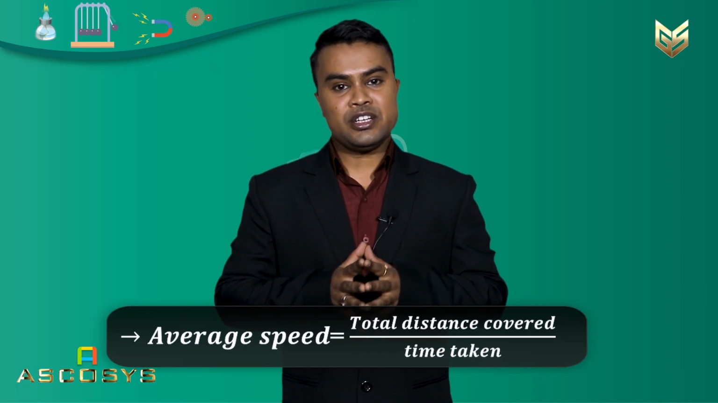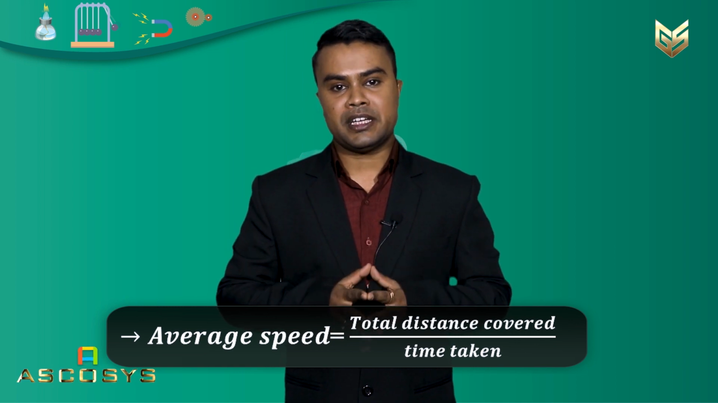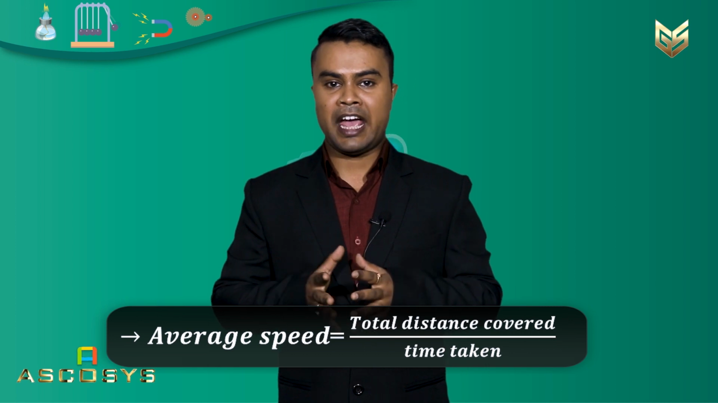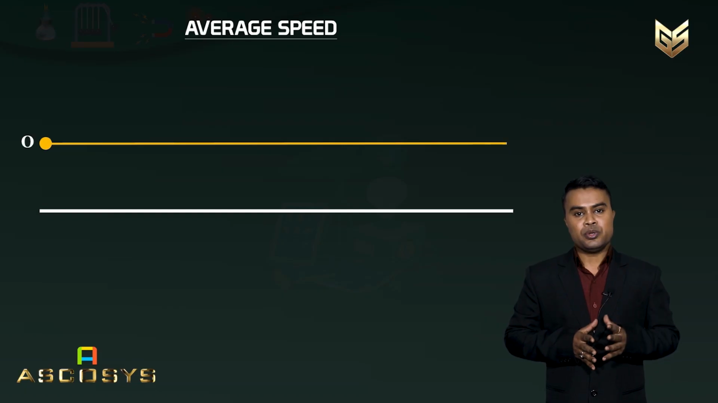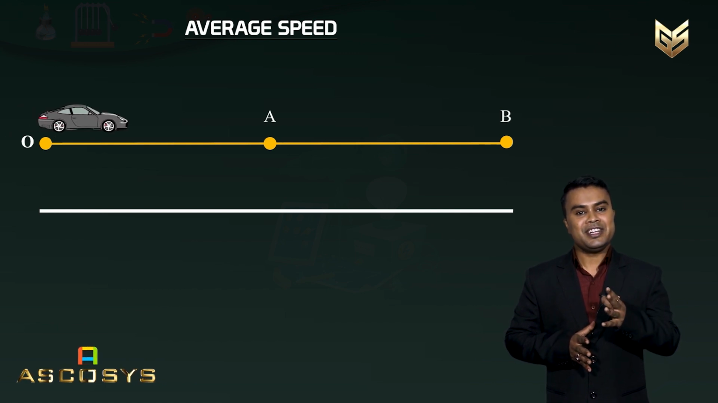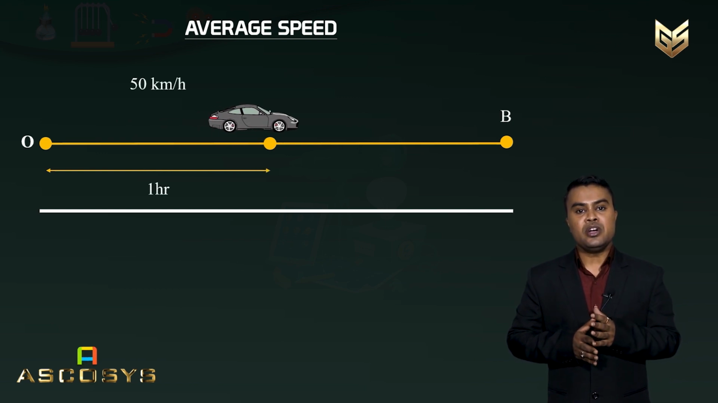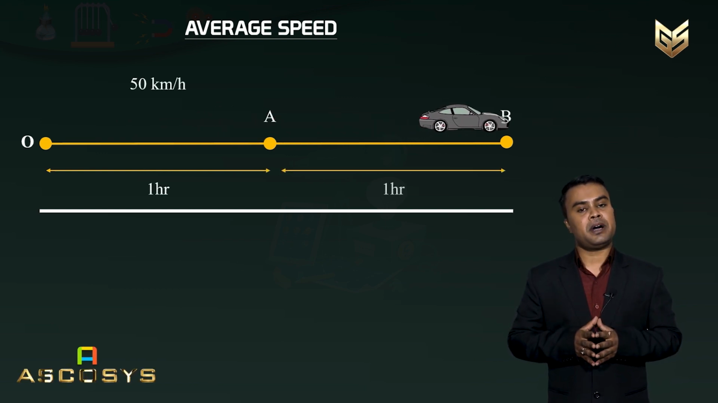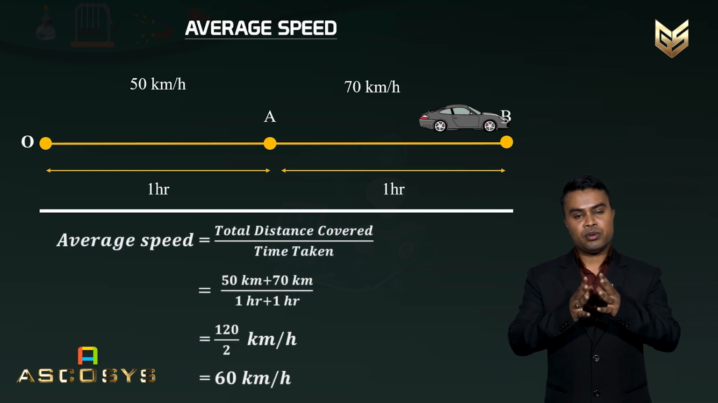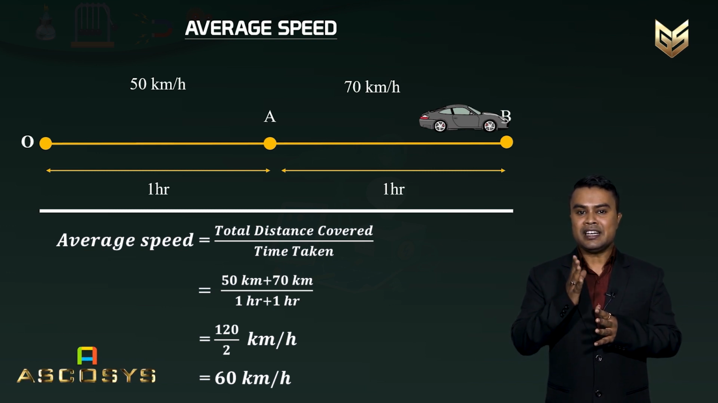Average speed is equal to the total distance covered divided by the total time taken by any body moving in any direction. It can be x, y or z. Suppose a car moves from point O to A with a speed of 50 km per hour and then again from point A to point B with a speed of 70 km per hour. Now, we need to calculate the average speed. How are you going to do it? We will apply the formula again, total distance covered divided by total time taken.